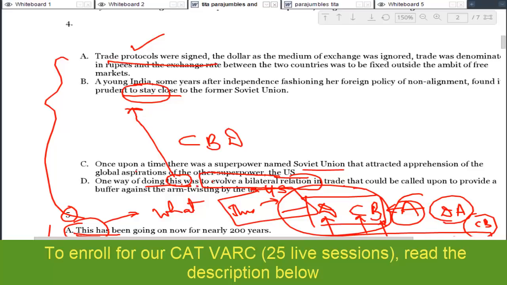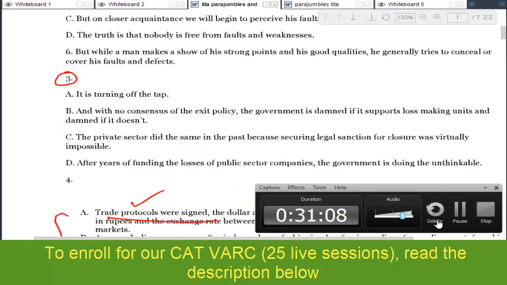And to stay close, it was necessary to evolve a bilateral relationship that could be called upon to provide a buffer. And therefore, trade protocols were signed. The dollar as a medium of exchange was ignored. Trade was denominated in rupees, and the exchange rate between the two countries was to be fixed outside the ambit of free markets. So we have CBDA as the sequence and the right sequence. I hope this is clear to everyone.